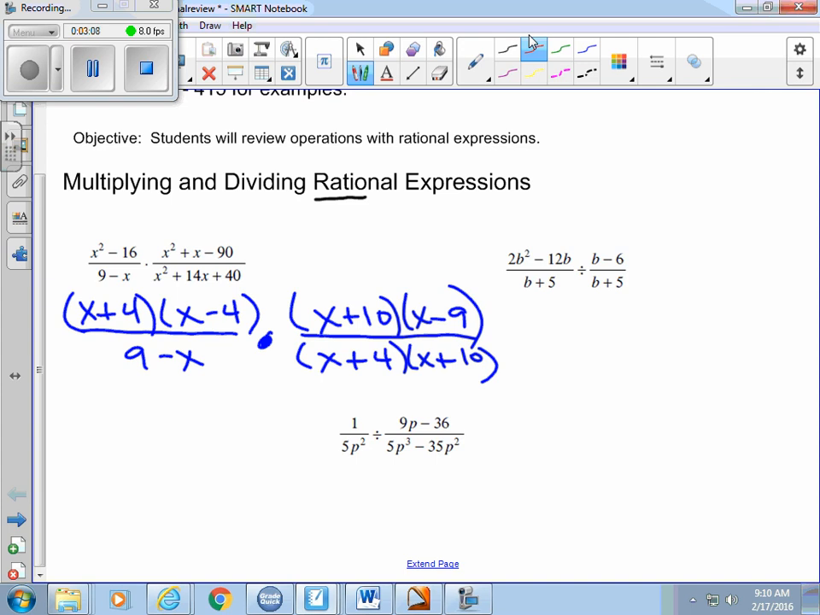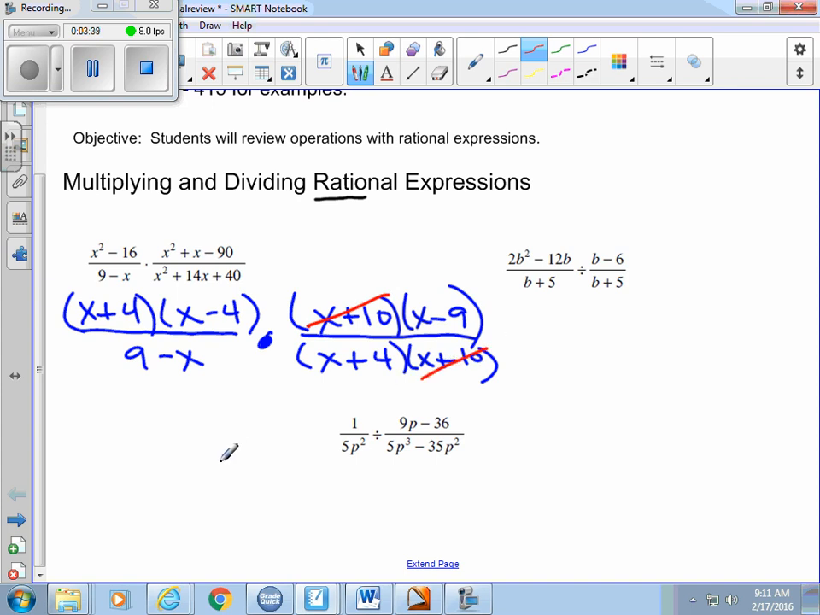Now, I could multiply across the top and multiply across the bottom, but ultimately I want to simplify this. What do you know? Say you have a 3 divided by 3. What is 3 divided by 3? Just 1. So if there's anything on top that corresponds with something on the bottom, I can cancel it out and it gives me 1. So do you see anything that I can cancel out? X plus 10.